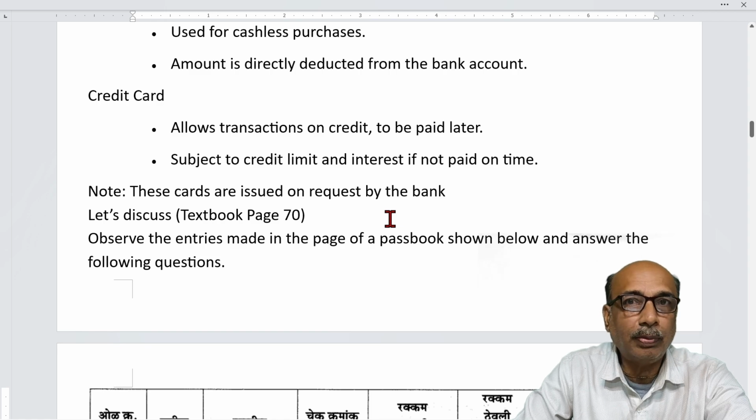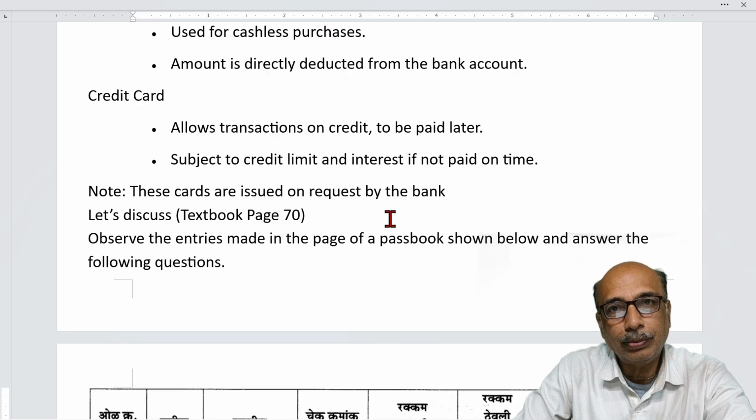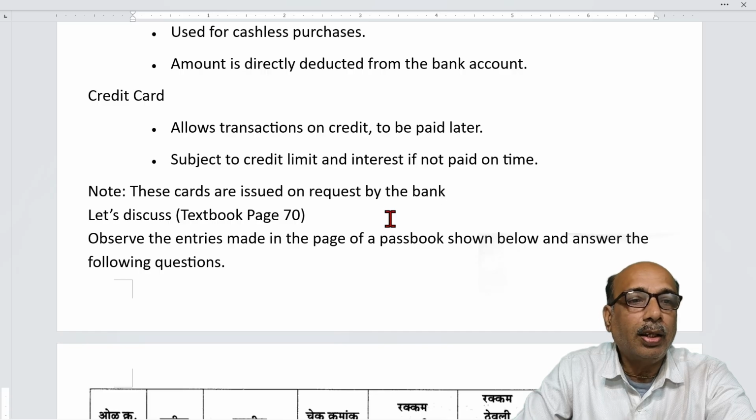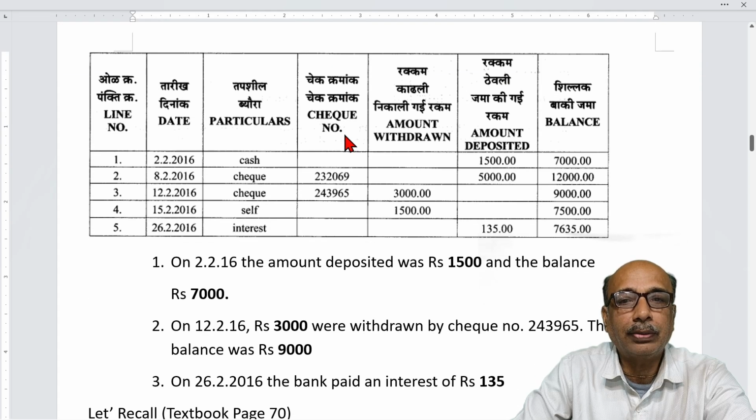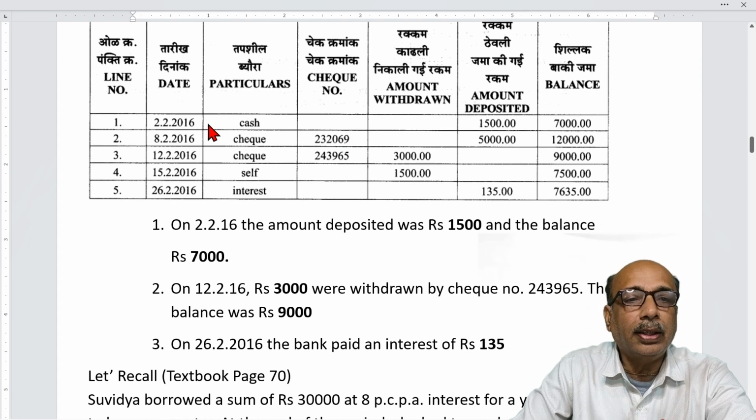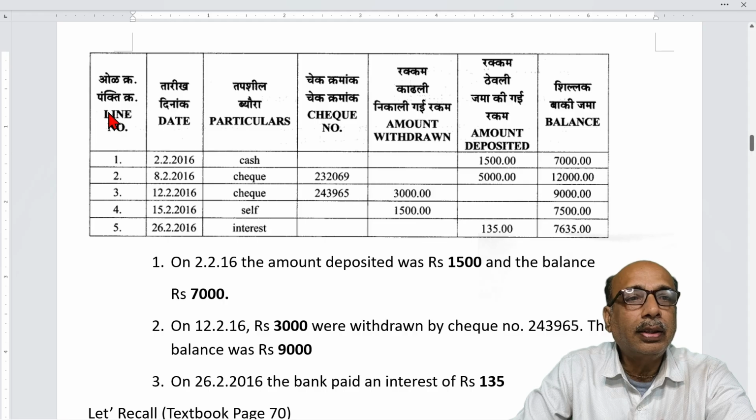I am sure you have understood the types of accounts and the different cards that banks give. Now, let us discuss textbook page number 70. Observe the entries made in the page of a passbook shown below and answer the following questions. Here is the passbook given there.